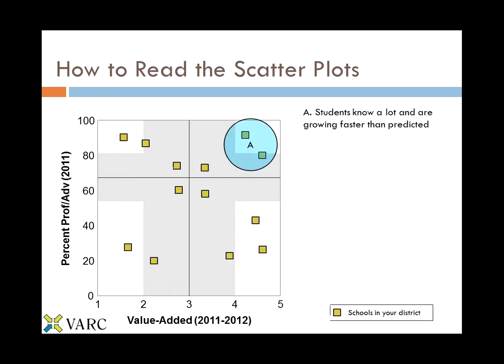So I'm going to go through what it means to be in these different portions of the scatter plot. If you're up to the right, that means your students know a lot and are growing faster than predicted. Since we're up high on the y-axis, my students are mostly proficient or advanced, and I'm far to the right, meaning that my students are growing a lot.